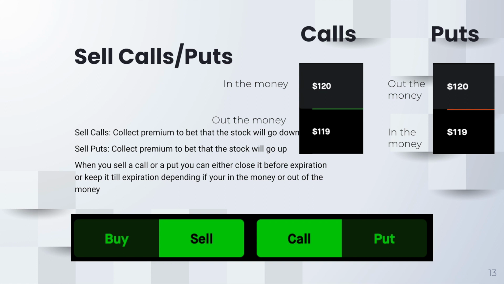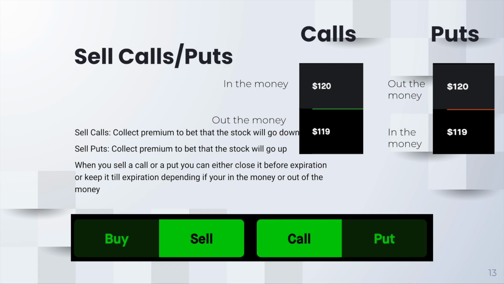When you sell a call or a put, you can either close it before expiration date or keep it till expiration date, depending if you're in the money or out of the money. On the top right corner, it shows that when selling calls, if your strike price is above the share price, you will be in the money. And if it's below the share price, you will be out of the money. And with selling puts, it's vice versa.